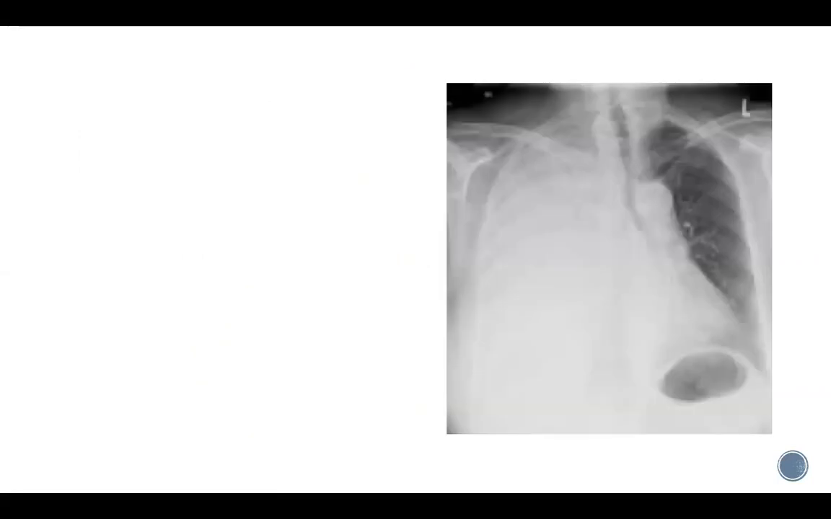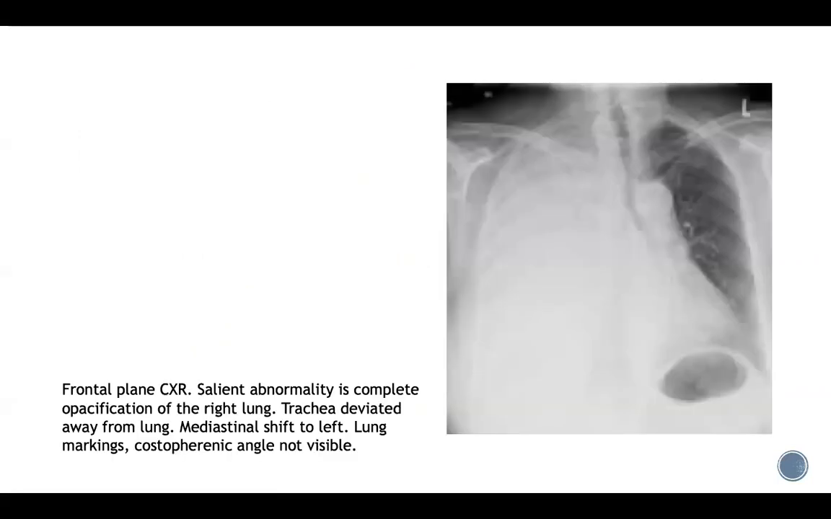And then this is what it'll look like. It's also described as a wipeout lung. And you can describe it like this. So frontal plane chest X-ray, salient abnormality, right lung's completely gone. The trachea is deviated. This is important because the direction of the trachea being deviated can change the differential of a wipeout lung. And then you want to see if it's having any mass effect on the rest of the lung.